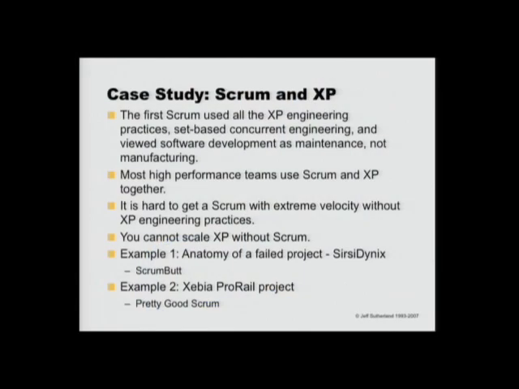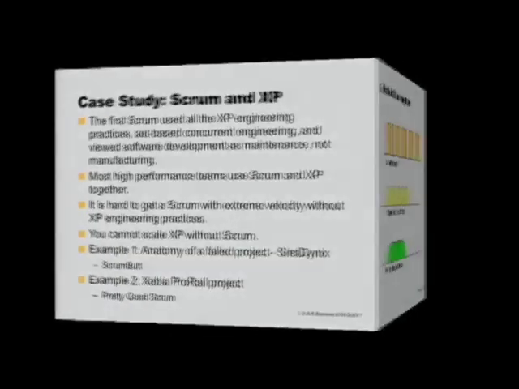So I want to talk about two distributed projects. One is a failed project, and it's a Scrum project, but it is still the most productive large project ever recorded. And a second one is a project that replicated this in a systematic way, ran all the XP practices inside, and got similar results.